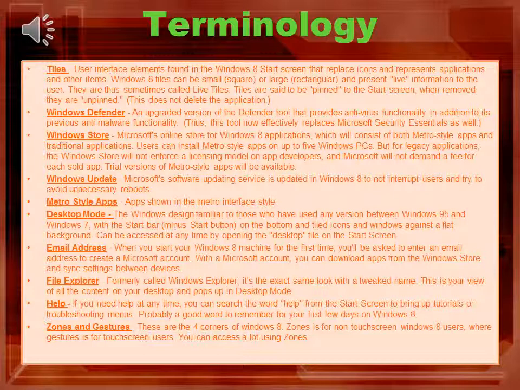Your desktop mode. This is the Windows design familiar to those who have used any other versions of Windows, like 95 and Windows 7, with the start bar on the bottom and tiled icons against a flat background. It can be accessed anytime by opening the desktop tile on the start screen. So you haven't lost that feature. It's just not visible to you all the time, and we're going to actually talk about a way that you can make it visible to you all the time later.